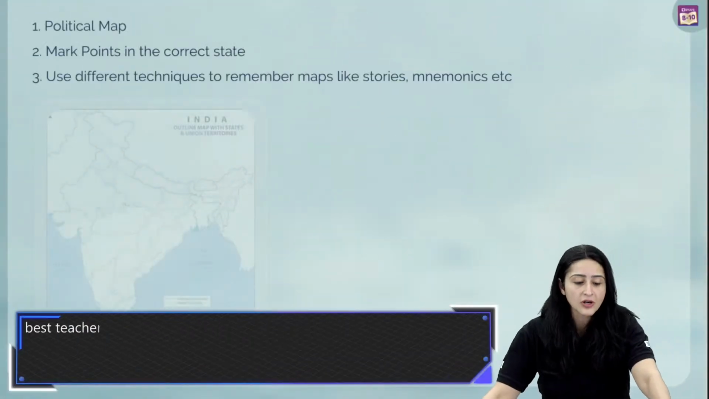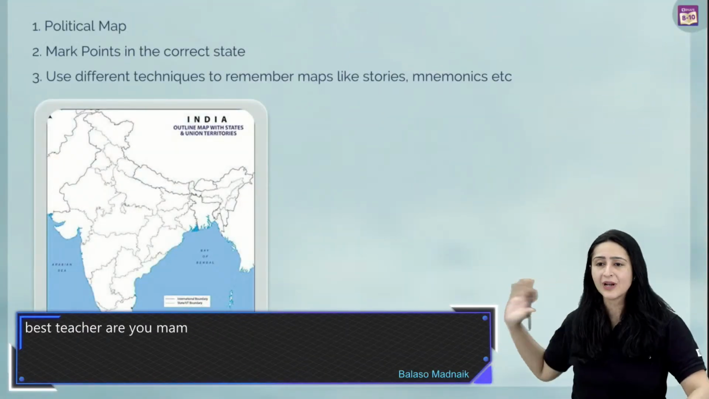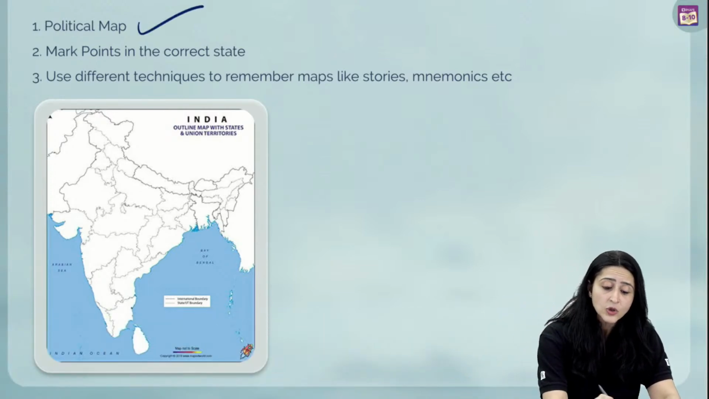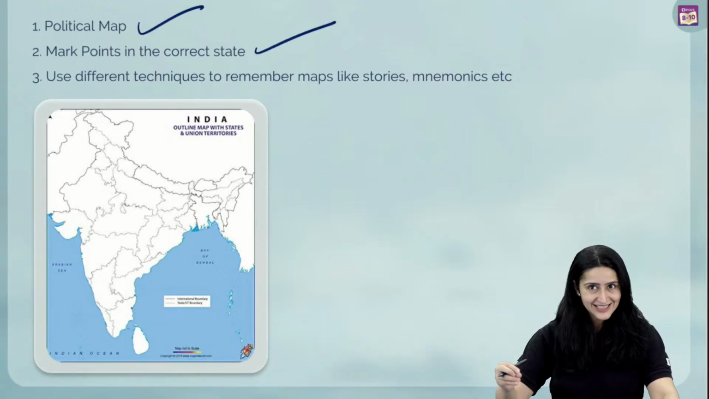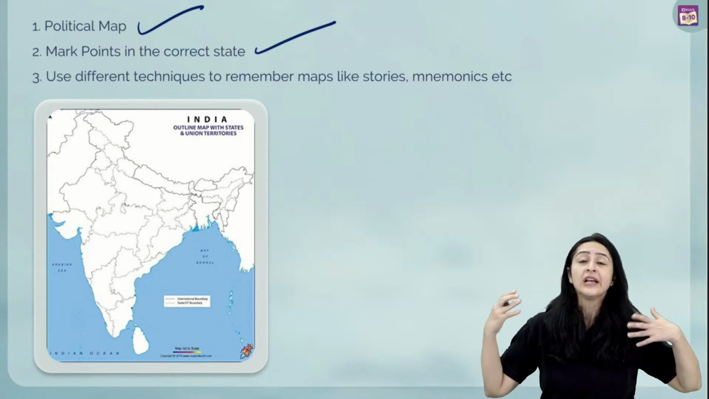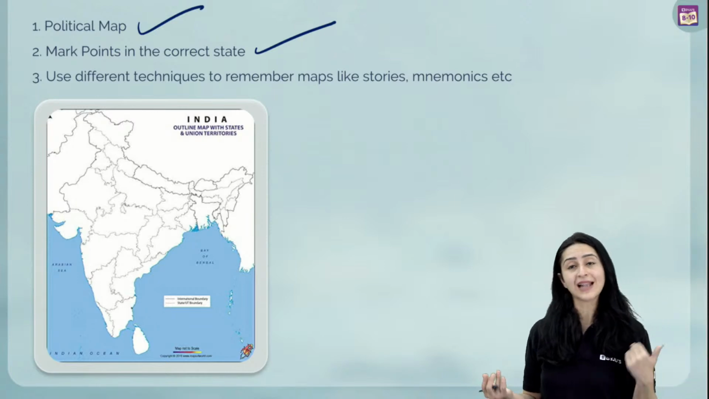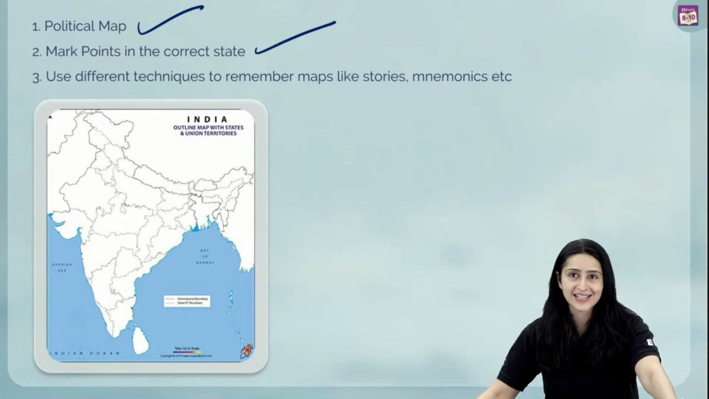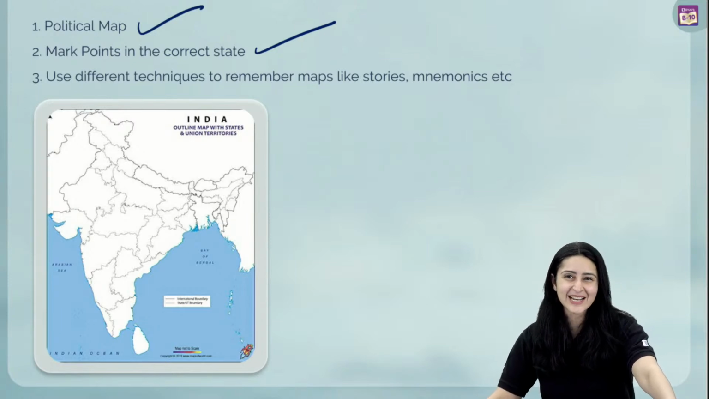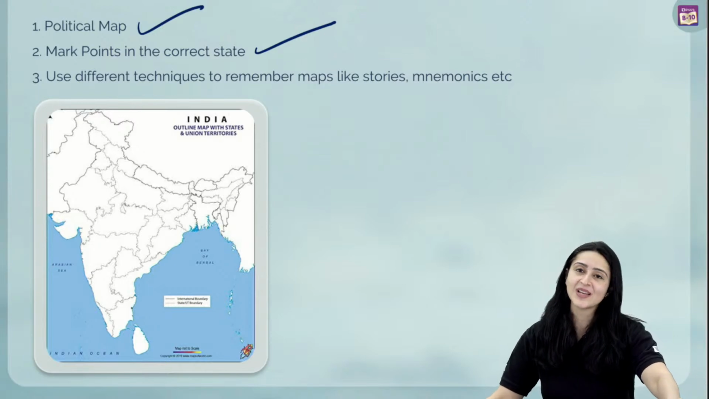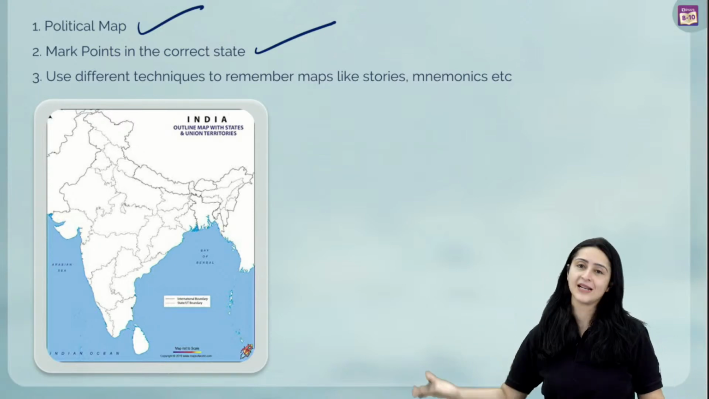Now, in terms of geography maps, you will be given a political map of India. So for this, you have to know the political map of India quite well. You have to mark the points on the correct state, like I told you. So this is a little different from history. And you have to use different techniques to remember maps, like stories, mnemonics, etc. If you remember our term 1 discussion, we did some stories and mnemonics that helped us remember maps better, right? So these are things that you can actually use to remember it better.